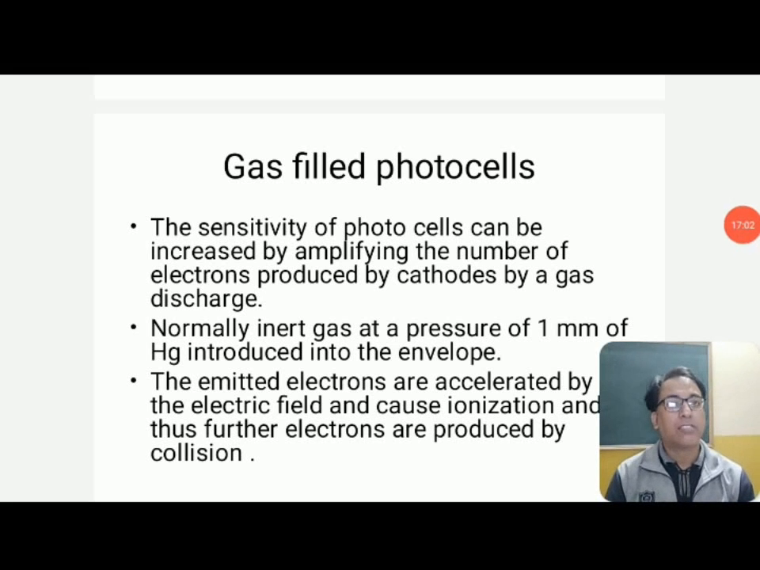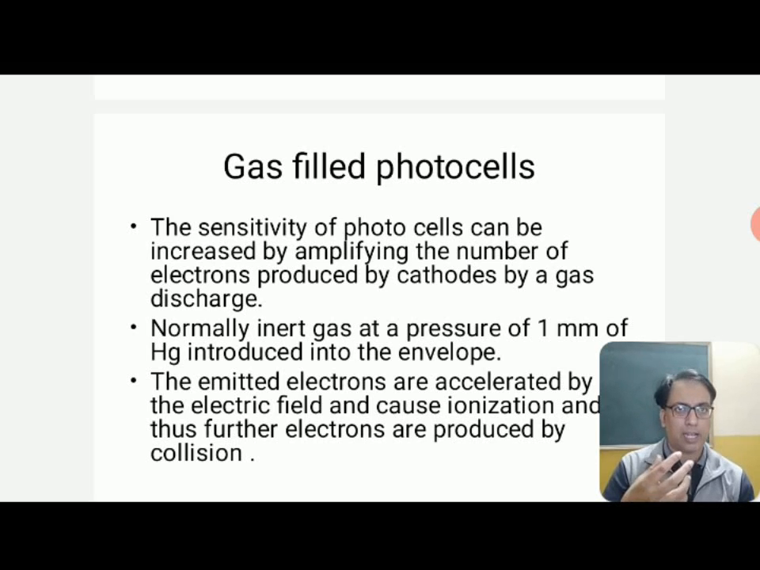Now the gas filled photocells. The sensitivity of photocells can be increased by amplifying the number of electrons produced by the cathode through a gas discharge. In the previous case we used an evacuated glass envelope, but now we are considering a gas in it, introduced between the cathode and anode.